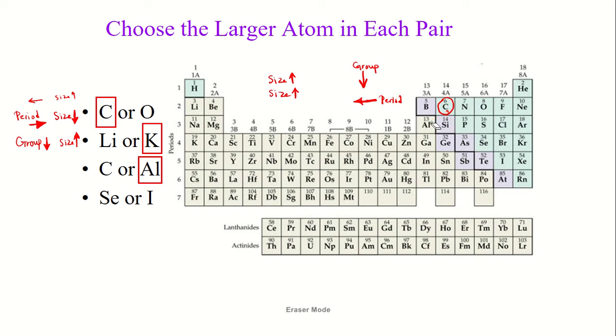You may do another pathway to get to aluminum. You may say I'm gonna move from right to left and then go down. Right to left, size increases, and if you go down, again size increases as well. You may also say, I'm gonna start with aluminum. Let's see how it works.